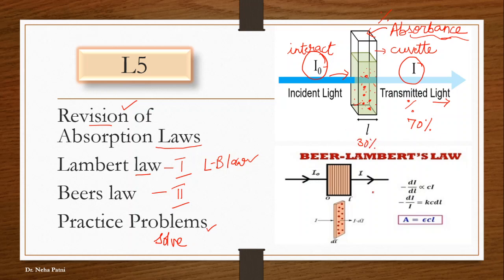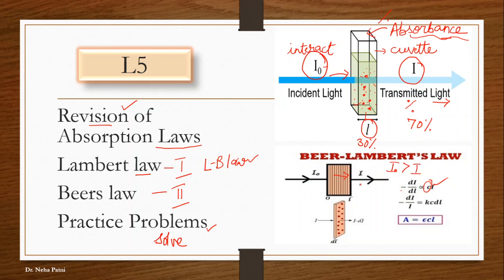In the Beer-Lambert law, they said two things. The first law said that absorption is proportional to the path length, this L, whatever is the thickness of the cuvette. And the second law says that it is also proportional to the concentration. The minus represents a decrease. So the intensity of light I0 is definitely greater than I. That means there is a decrease in the intensity.